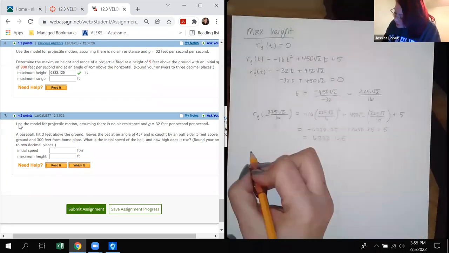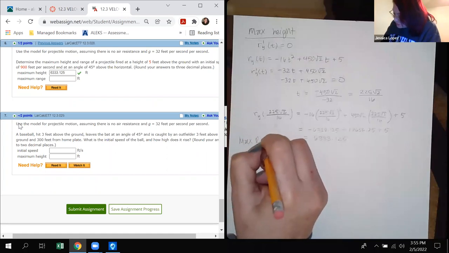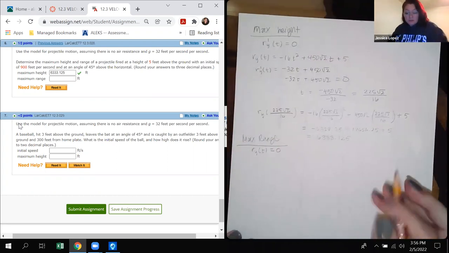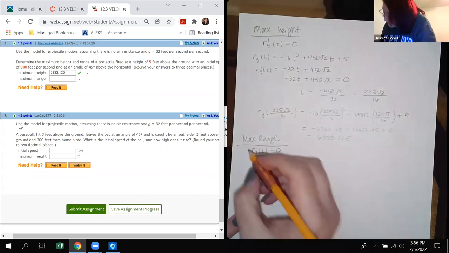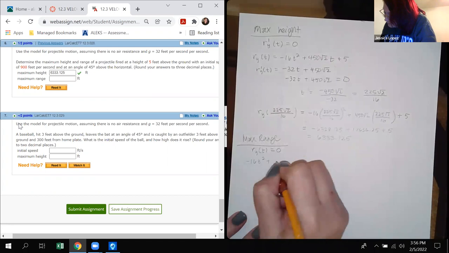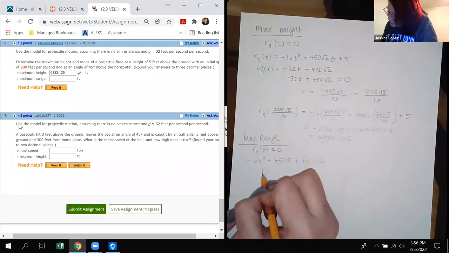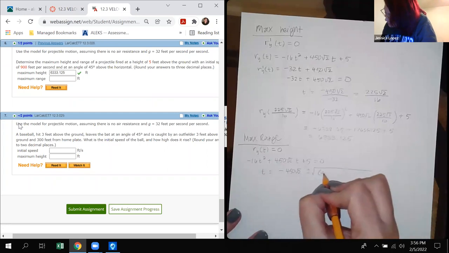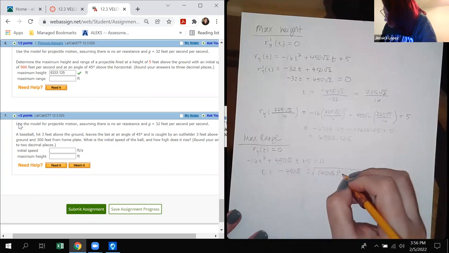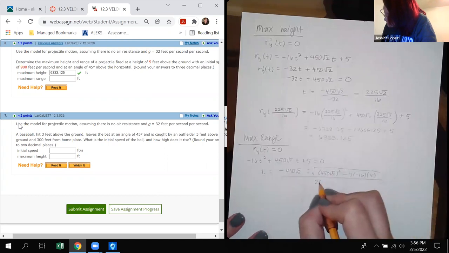Okay, so we're going to take our y of t and set it equal to 0 to find the max range. That's a quadratic function and I know how to deal with quadratics. I definitely don't want to factor that with the square root of 2 in there, so I'm definitely going to be using the quadratic formula and our trusty little calculator. So t will equal negative b plus or minus the square root of b squared minus 4ac, all over 2a.